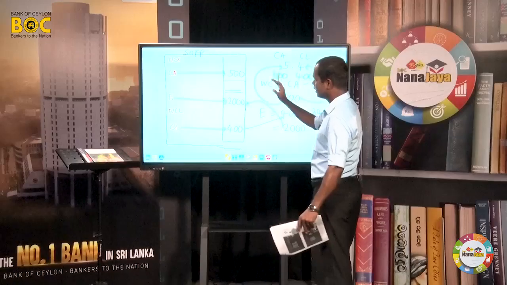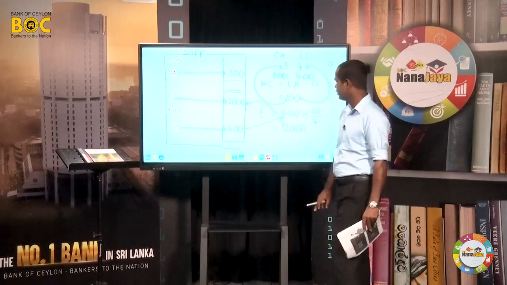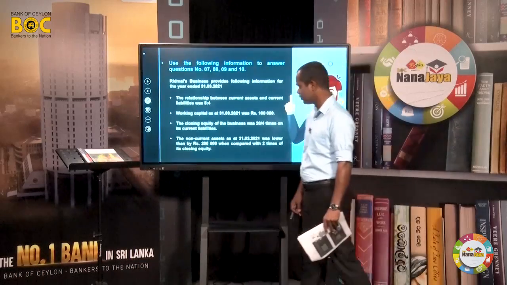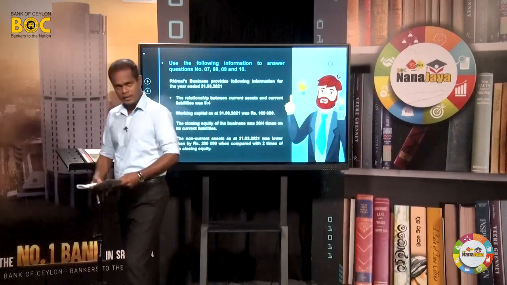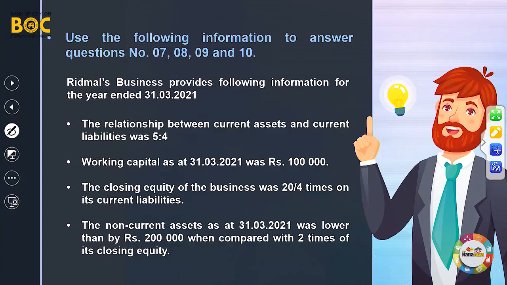Now we found current assets, equity, non-current liabilities. The next point, read it. The fourth point given: the non-current assets as at 31st March 21 was lower by 200,000 when compared with 2 times the closing equity.